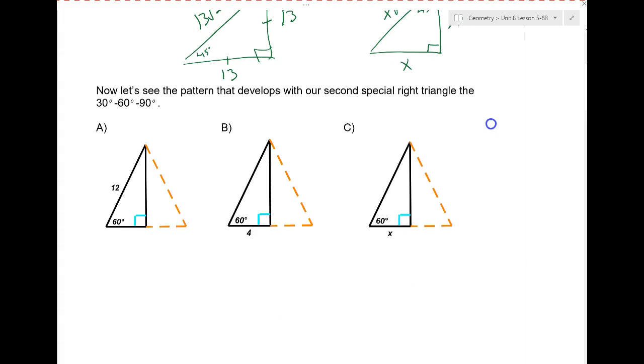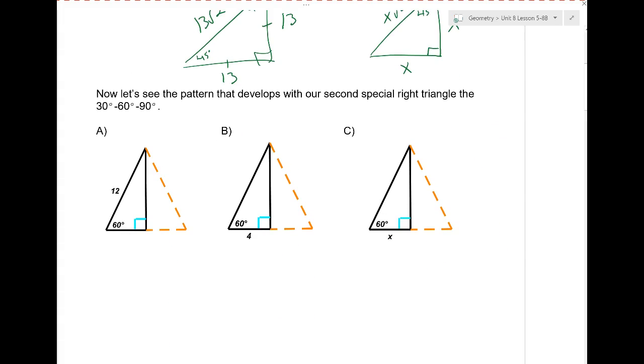All right, now let's develop another pattern. We're going to do this with a 30, 60, 90 triangle. Now, 30, 60, and 90, I think you guys would all agree with me, are three different sizes of angles. So shouldn't I have three different sizes of sides as well? Does the three pairs theorem tell us that? There should be a longer side, a middle side, and a shorter side, right? So we're going to figure out the pattern for that in this.